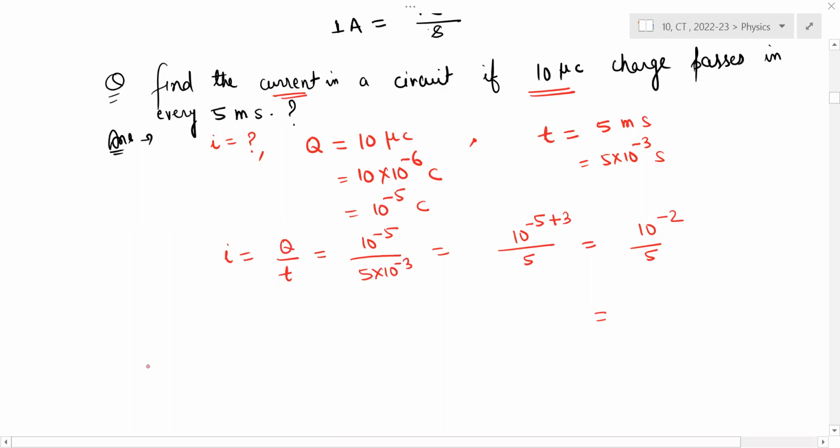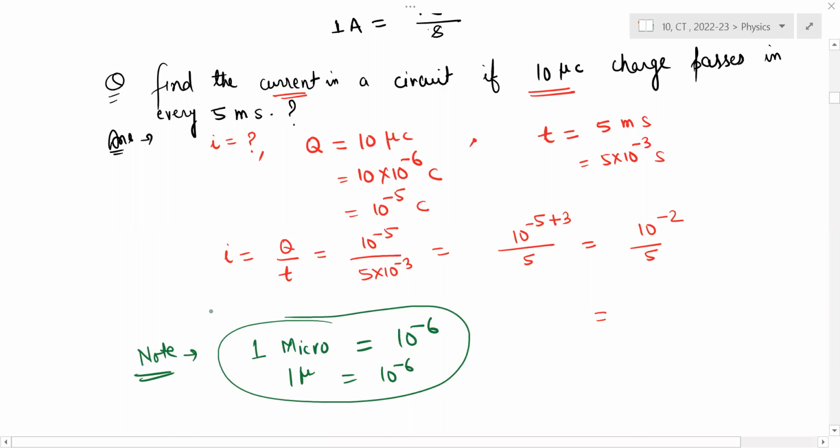Okay. So please make a note. Whatever you do not know, make a note. Note: 1 micro, this is called the micro symbol, mu, equals 10 raised to minus 6. Wherever such a term is coming, just put 10 raised to minus 6. So micro coulomb, this mu equals 10 raised to minus 6. In the same way, milli means 10 raised to minus 3. Any doubt?